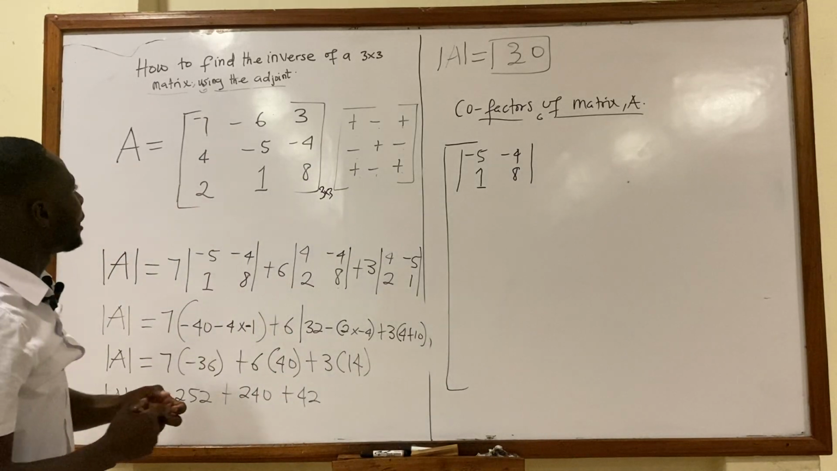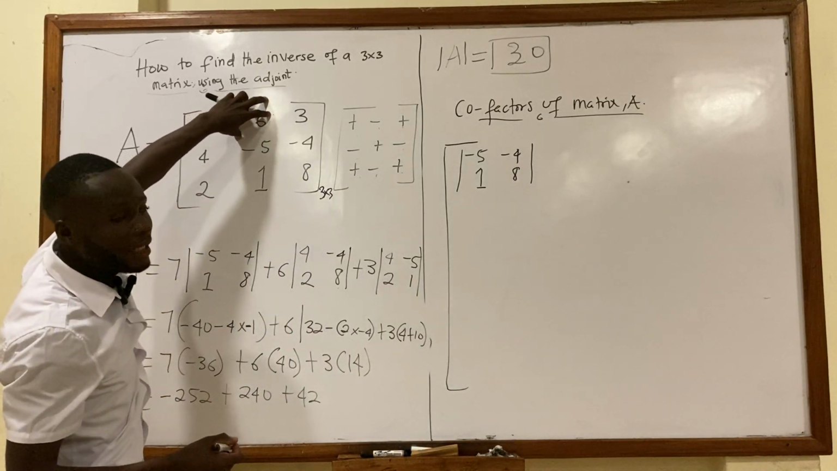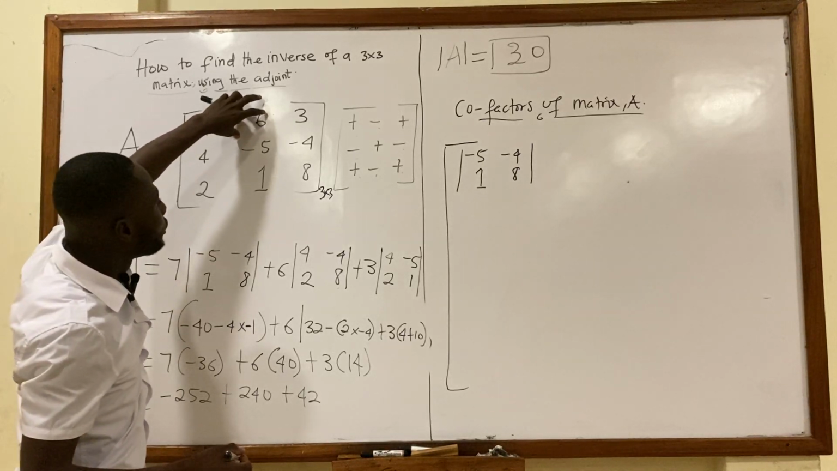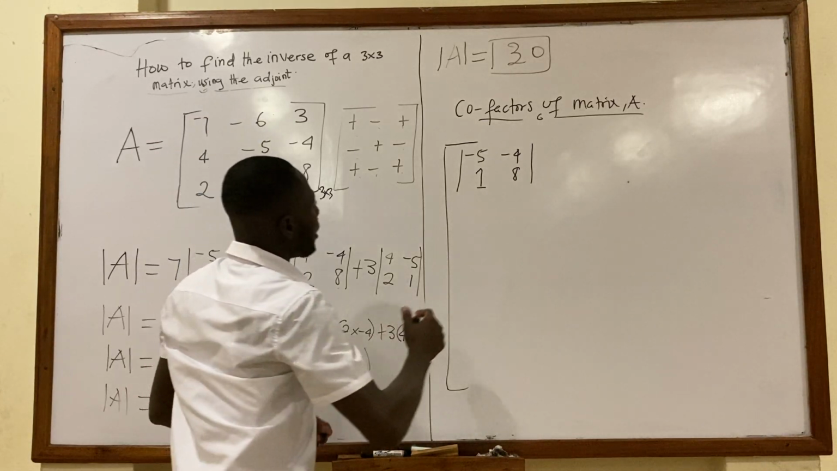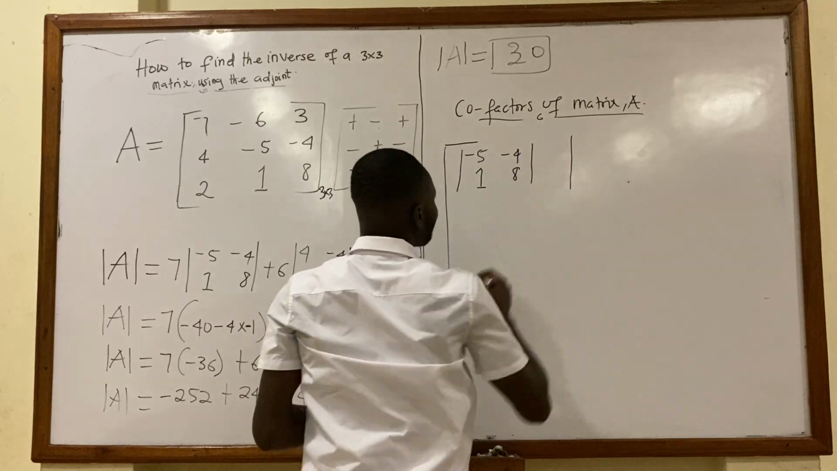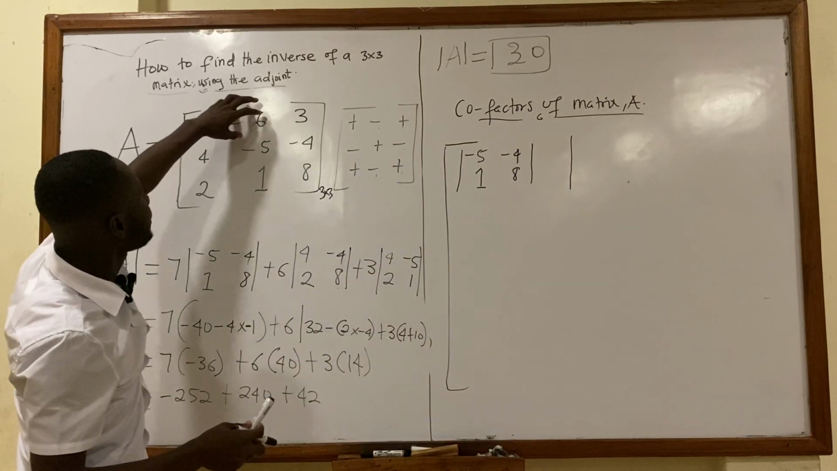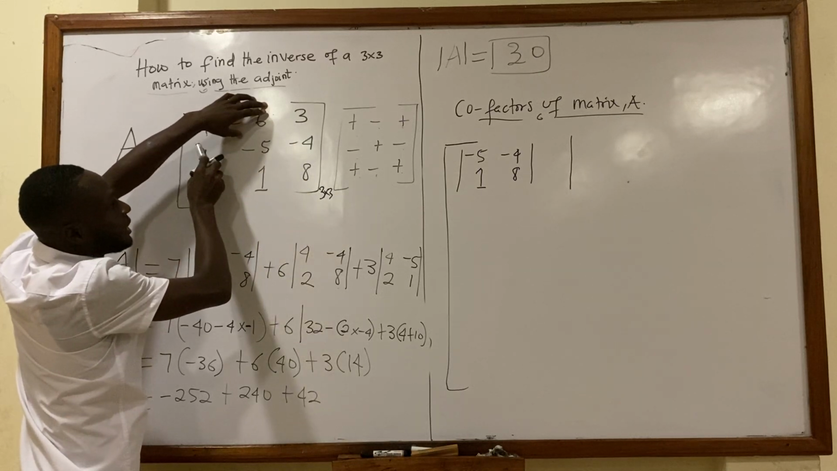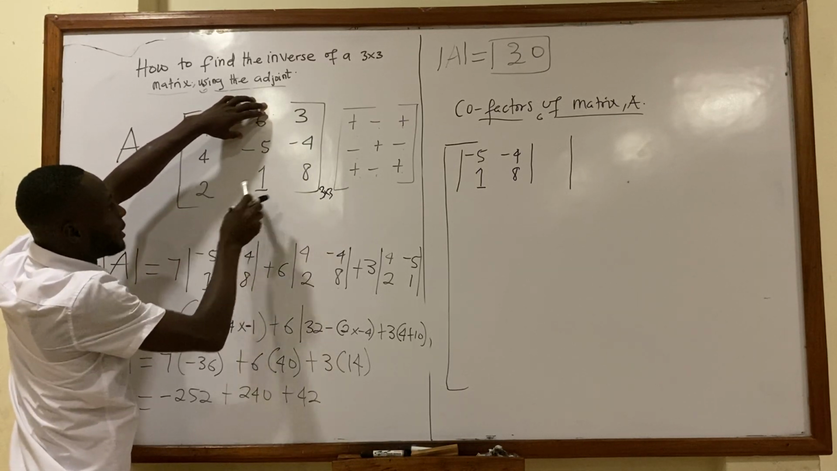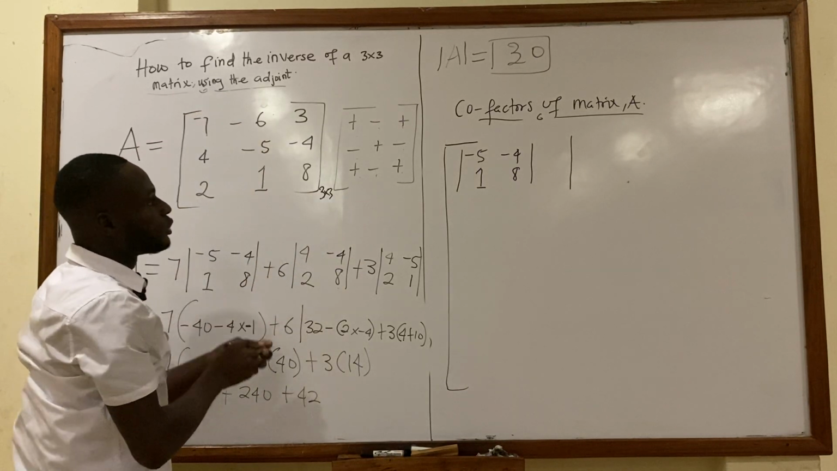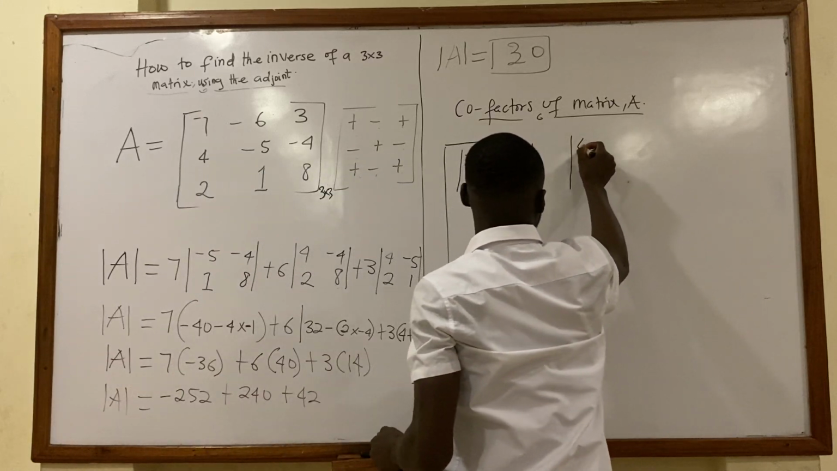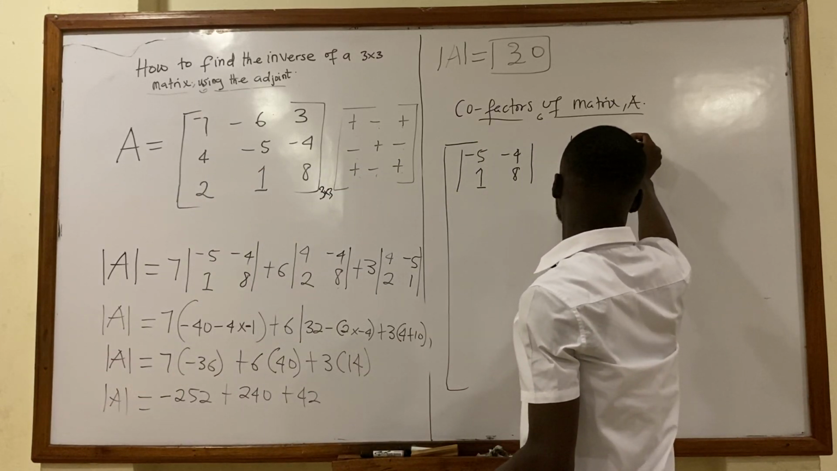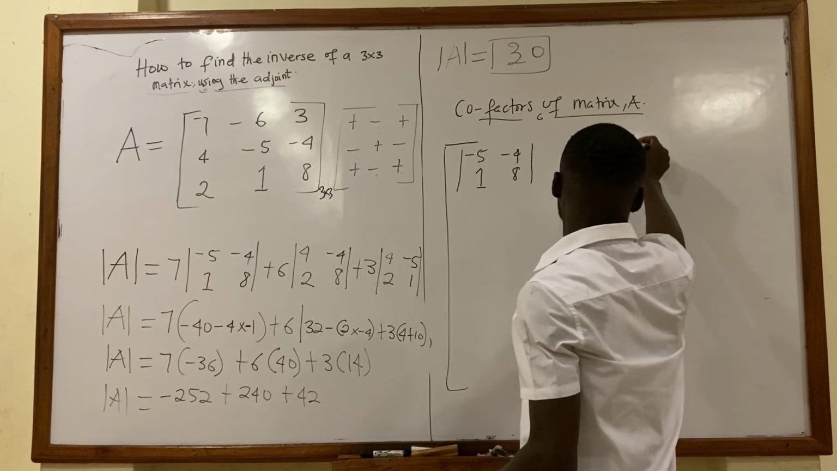Right? And then we cover the second element on the first row as well. So when we cover this element, it means we will avoid these ones and we will avoid this as well. So we have this element and we have this element. So we have 4, 2, and then minus 4 and 8.